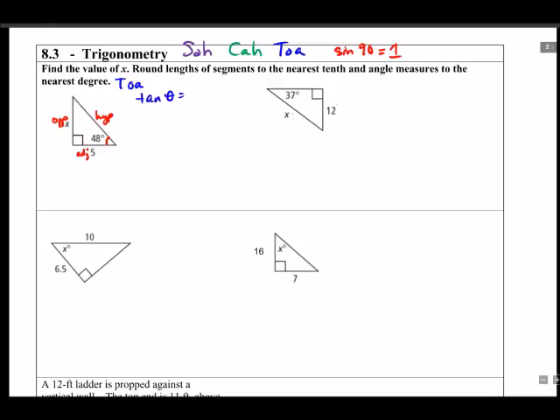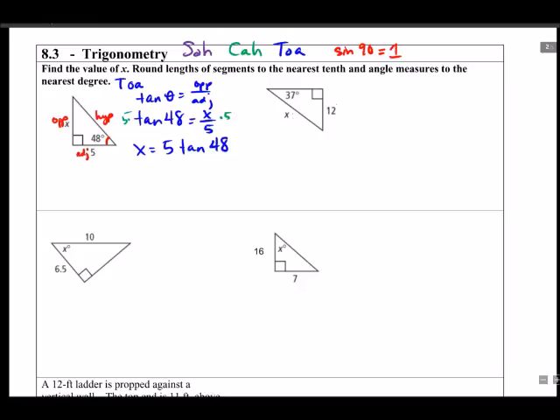Tangent of theta equals opposite over adjacent. So tangent of 48 equals opposite, x, over 5. We multiply both sides times 5. It's just algebra at this point. And we get x equals 5 times tangent of 48 degrees.